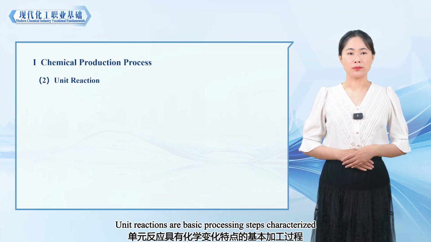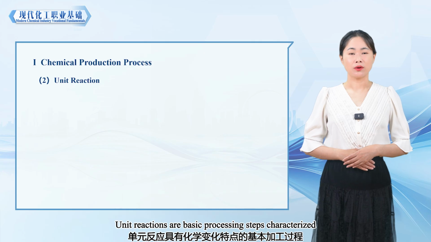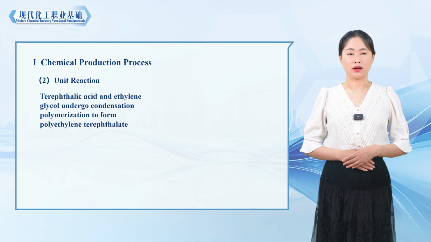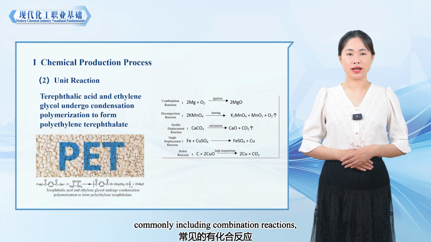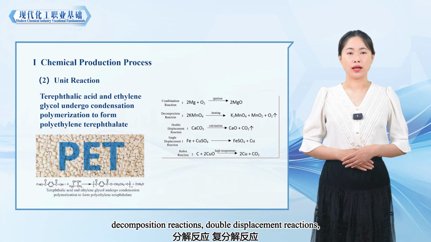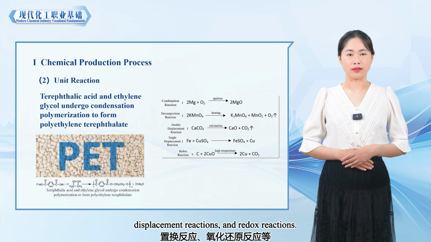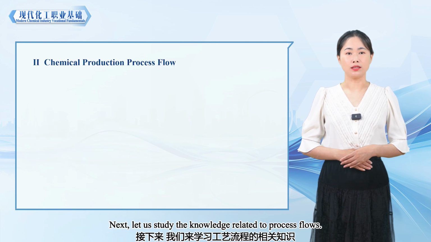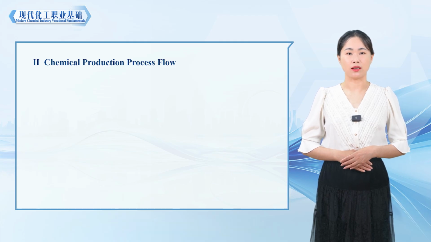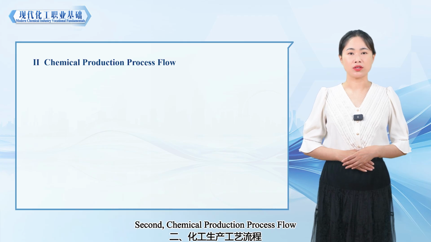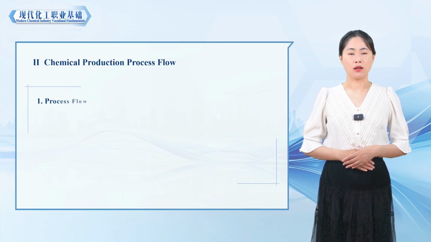Unit reactions are basic processing steps characterized by chemical changes, commonly including combination reactions, decomposition reactions, double displacement reactions, displacement reactions, and redox reactions. Next, let us study the knowledge related to process flows. Second, chemical production process flow.